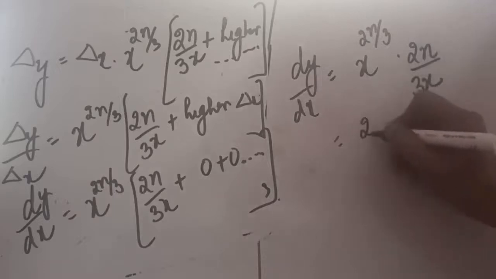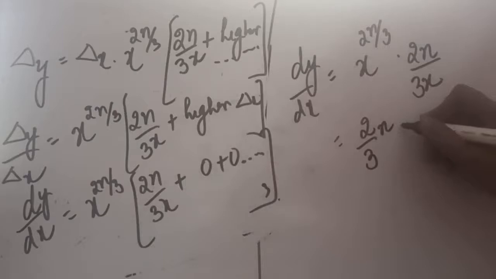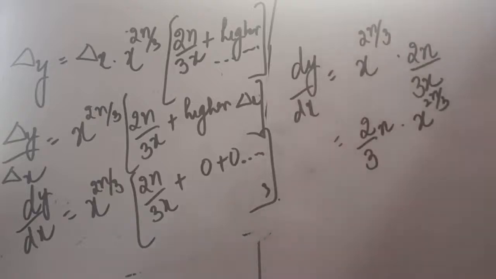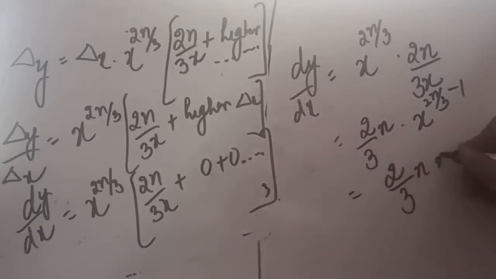I am taking 2 upon 3 n outside, and if x has to be taken, it will be x power 2n by 3, and below, x power will be 1, so we can take it to be minus 1. So we can write it like that, 2 upon 3n, and x power is, if we take the LCM, 2n minus 3 divided by 3.